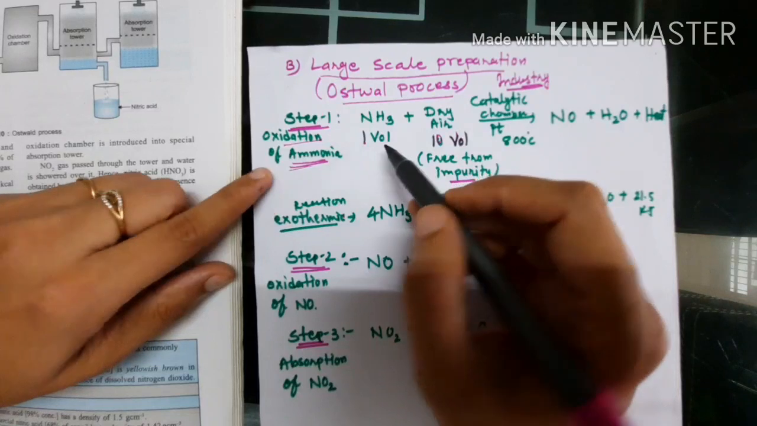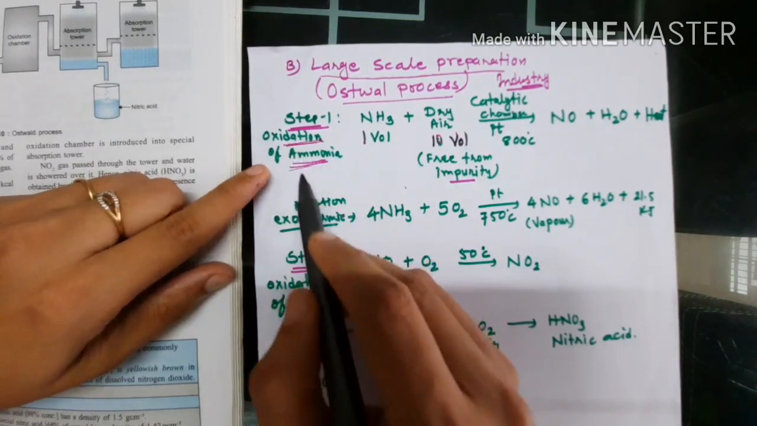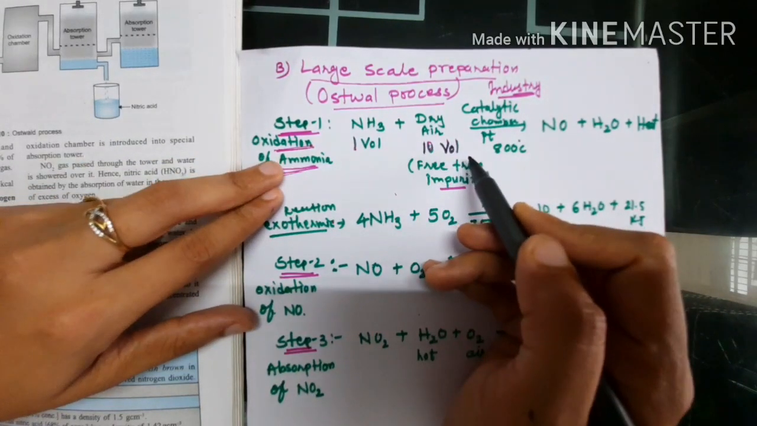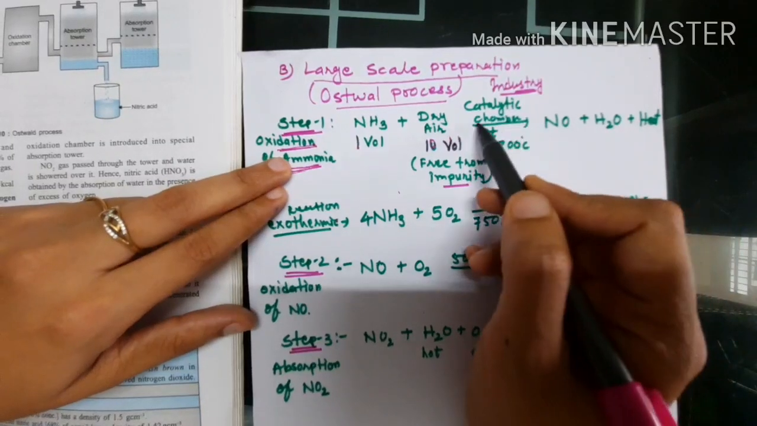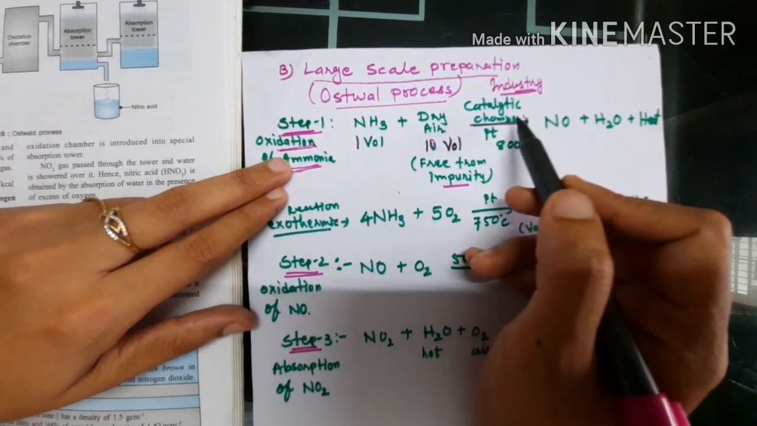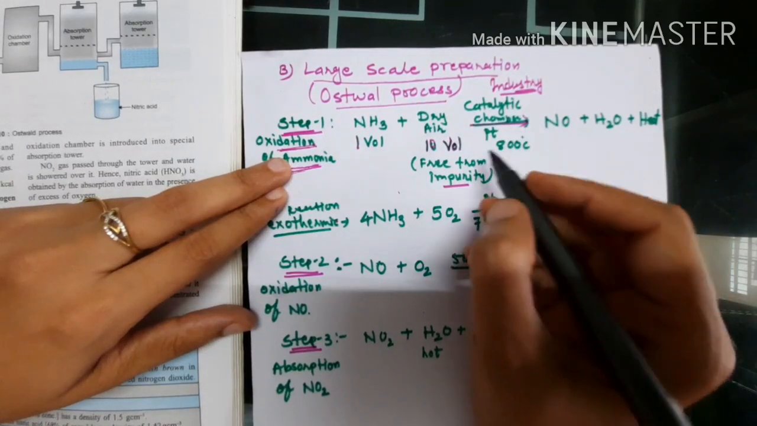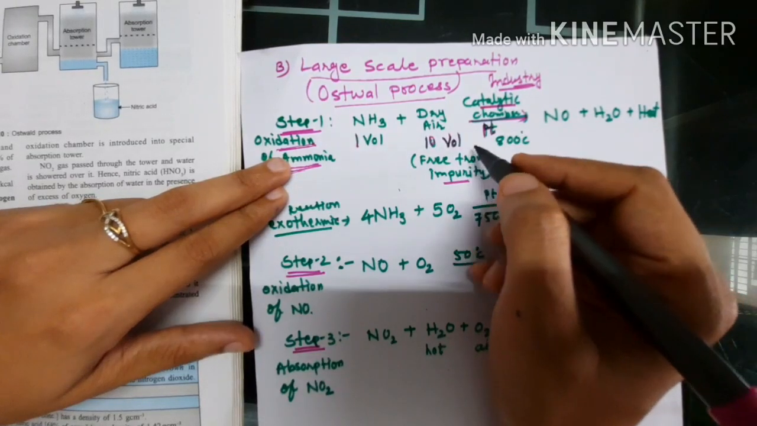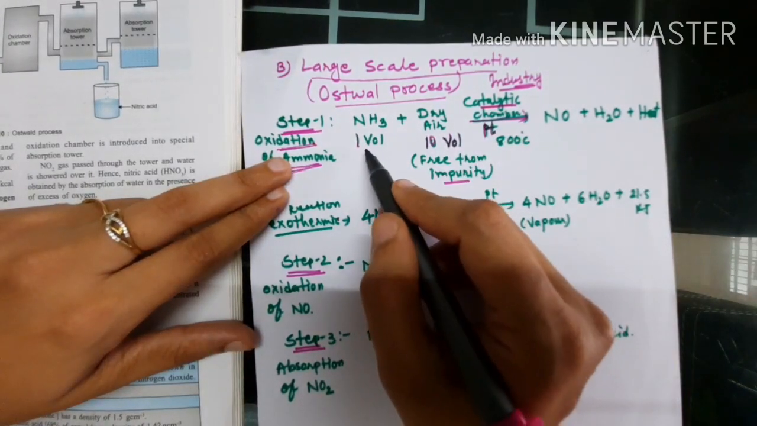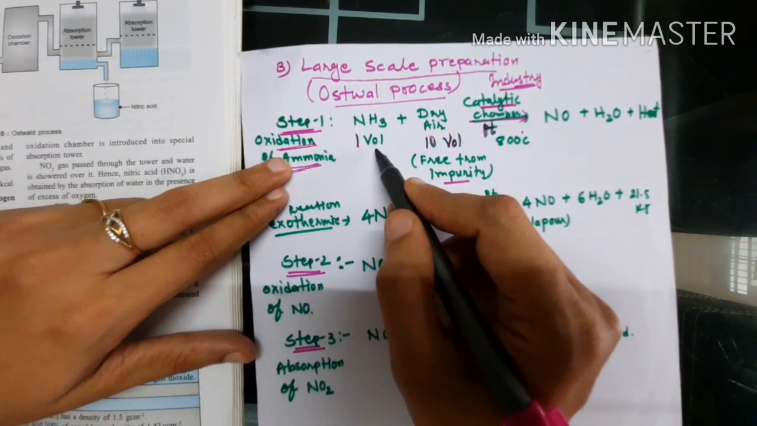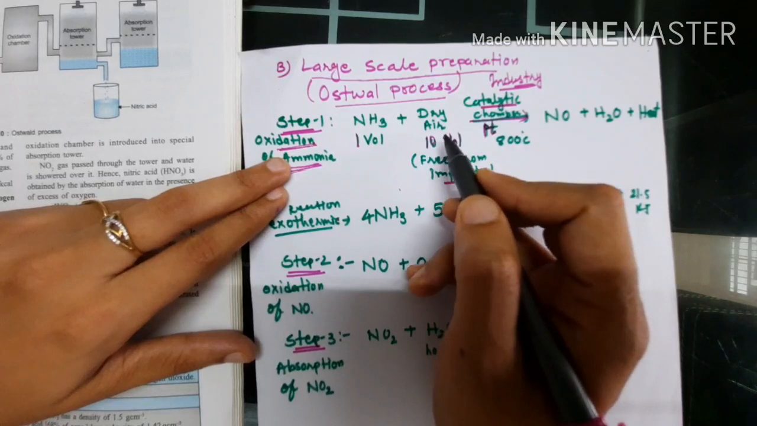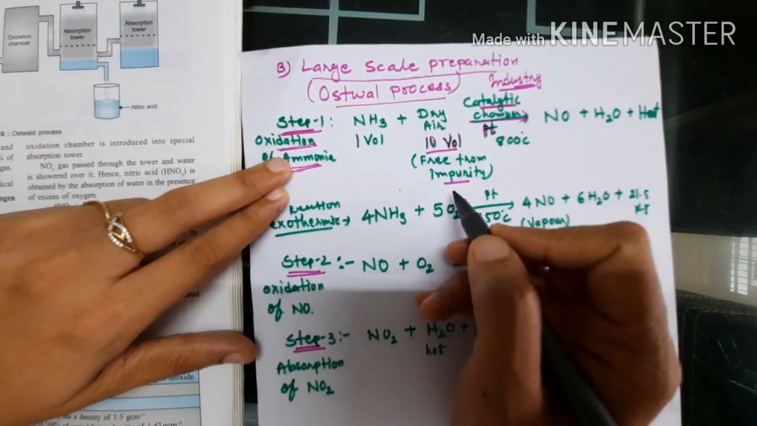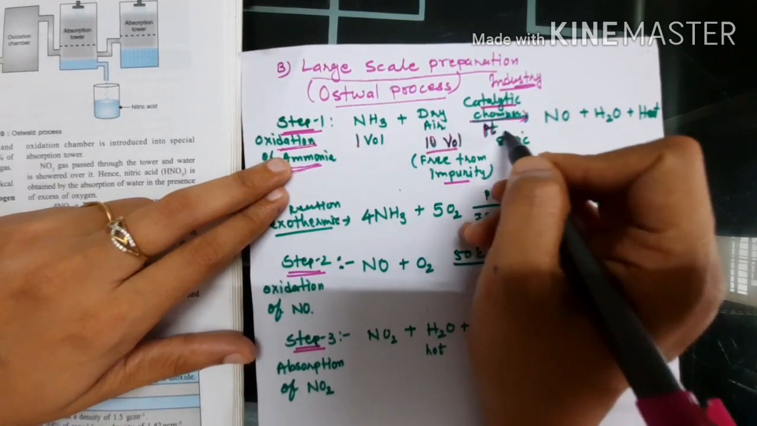If we take more air, then more oxygen will react with the ammonia. So the first reaction, which you need to remember, is the oxidation of ammonia, where we are taking 1 volume of ammonia and 10 volumes of dry air. This reaction happens in a catalytic chamber, where a platinum catalyst is used. If we take 1 volume of ammonia, then 8 to 10 volumes of dry air we can use, which means that 8 volumes of oxygen is used.